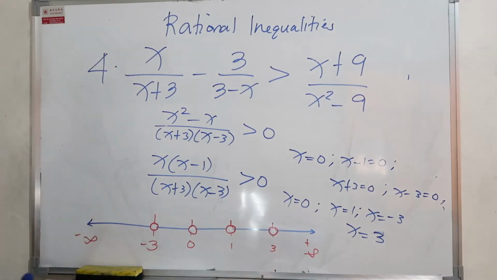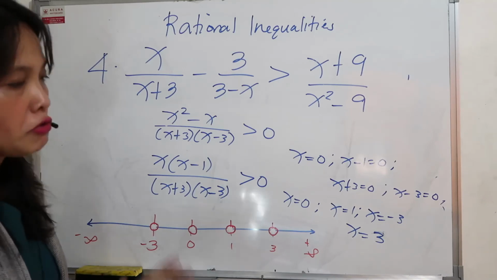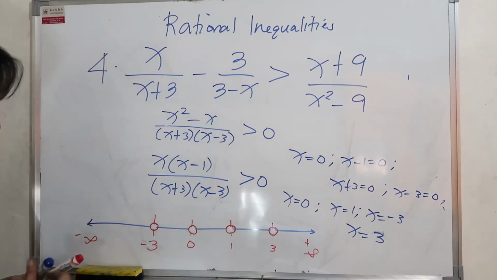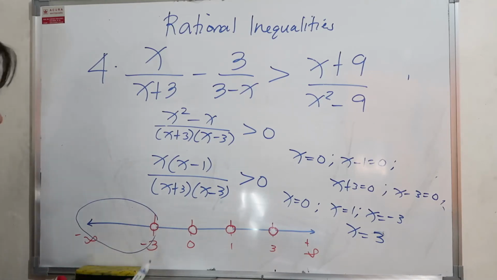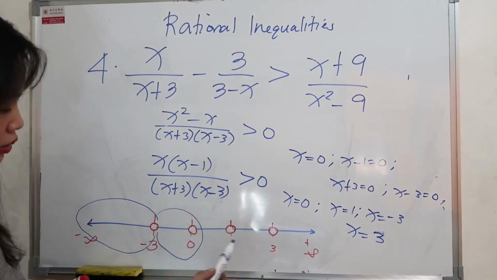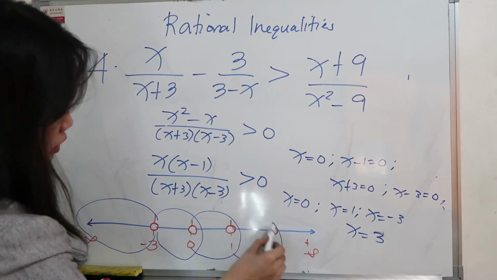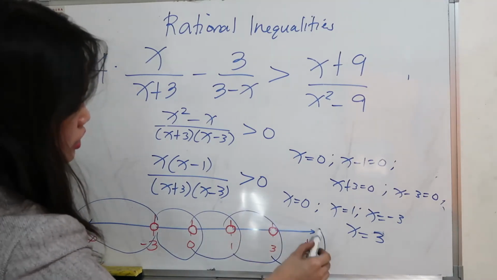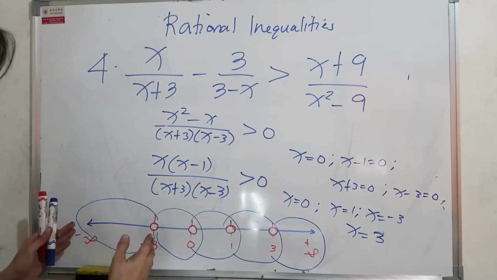So how many intervals do we have? There are 1, 2, 3, 4, 5 intervals, or 5 regions. The first interval is negative infinity to negative 3. The second interval, negative 3 to 0. The third interval, 0 to 1. The fourth interval is 1 to 3. And the last is 3 to positive infinity. Now, in each interval you need to choose a number, as long as it is within the range.